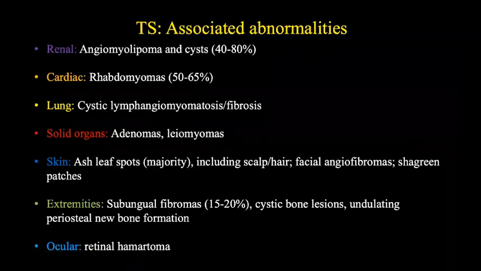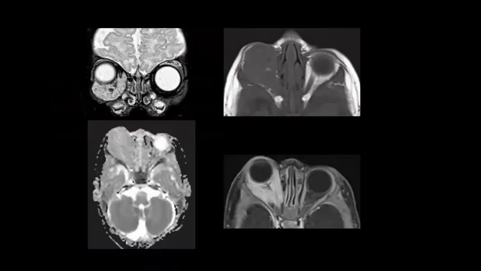Other systemic manifestations: renal, we have the angiomyolipomas and cysts, cardiac rhabdomyomas, lung cystic lymphangiomyomatosis or fibrosis. Solid organs, they can have adenomas or leiomyomas. Within the skin, we can have the different spots, ash leaf spots, or scalp involvement, hair, facial angiofibromas, shagreen patches. And within the extremities, subungual fibromas, cystic bone lesions, or undulating periosteal reactions. Ocular, we still have the retinal hamartomas.